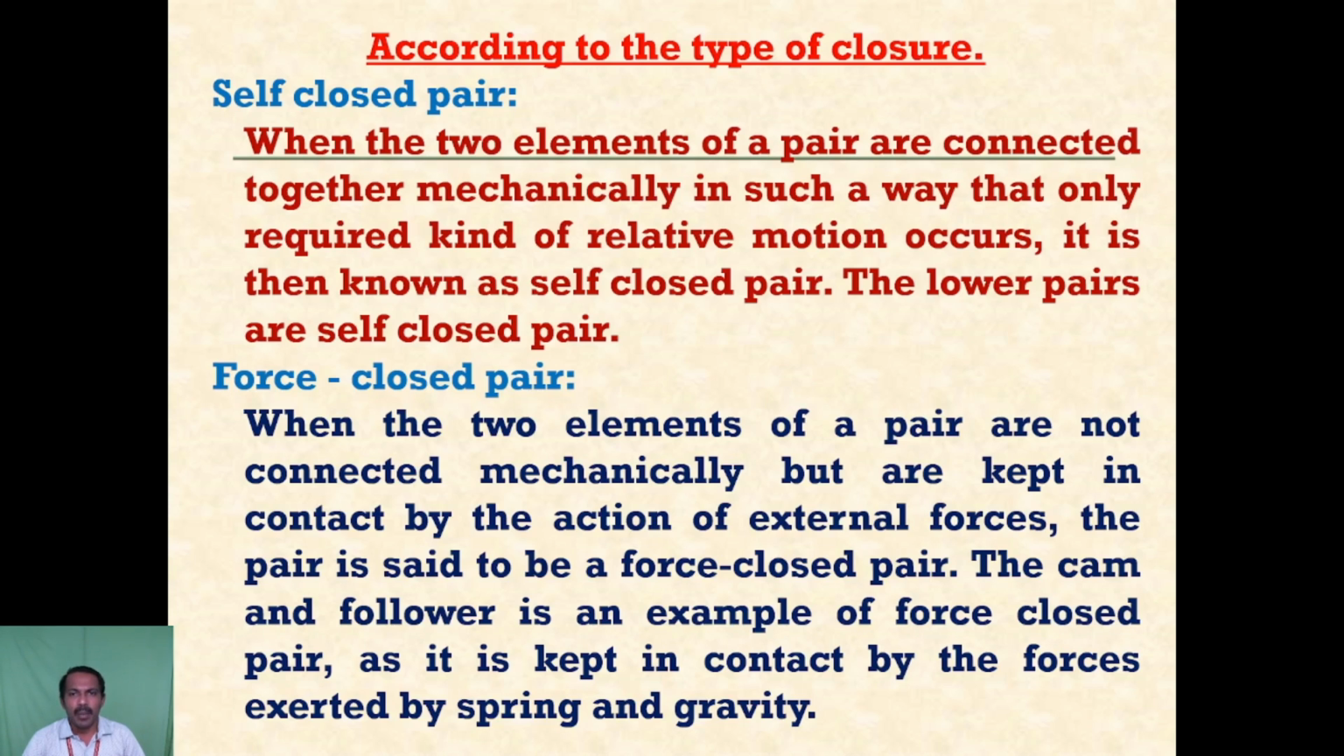When the two elements of the pair are connected together mechanically in such a way that only a clear kind of relative motion occurs, it is called a self-closed pair. A lower pair is a good example of a self-closed pair.